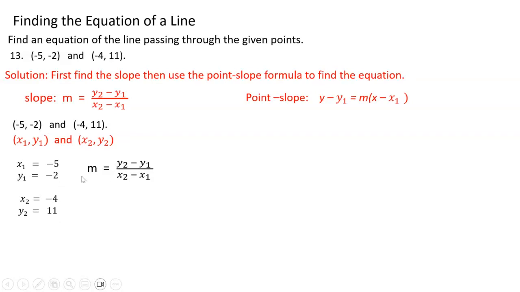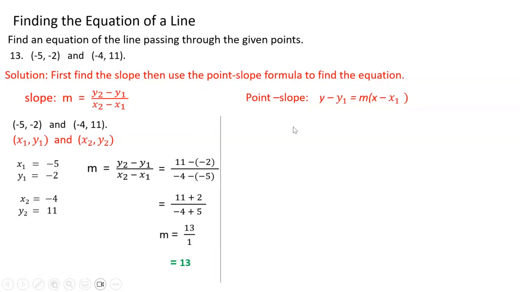So it's going to be 11 minus negative 2 in the numerator and negative 4 minus negative 5 in the denominator. I believe we did this one earlier to find the slope. But it's going to give us 13 over 1. So my slope is 13. Now, I'm going to use the point-slope formula to put the equation in slope-intercept form. So my x1 was negative 5, and my y1 was negative 2. So I'm going to plug in the negative 2 for the y1, the negative 5 for the x1, and 13 for my m, the slope.